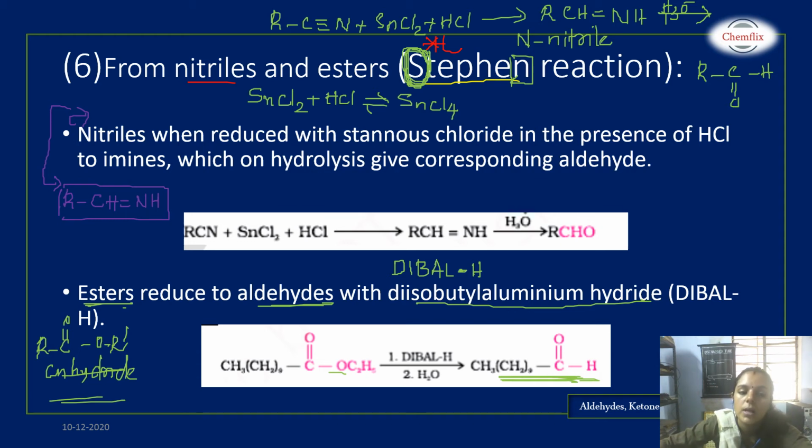How can you prepare the aldehyde from nitrile? If it is from nitrile, then it can be called Stephen's reaction. And also from ester, you can reduce this ester by using DIBAL-H, that is diisobutyl aluminum hydride. Then you will get the corresponding aldehyde.